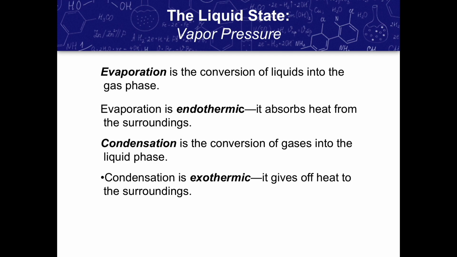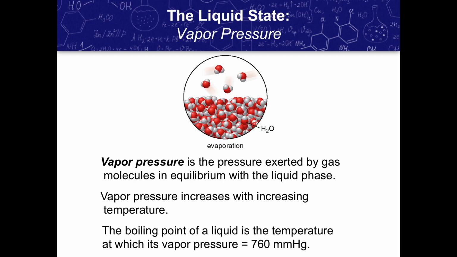When we say exothermic process, it gives off heat to the surroundings, and at equilibrium, the rate of evaporation and the rate of condensation are equal. So when we say vapor pressure, it is the pressure exerted by gas molecules in equilibrium with the liquid phase. The vapor pressure exerted by a particular liquid depends on the identity of the liquid and the temperature.